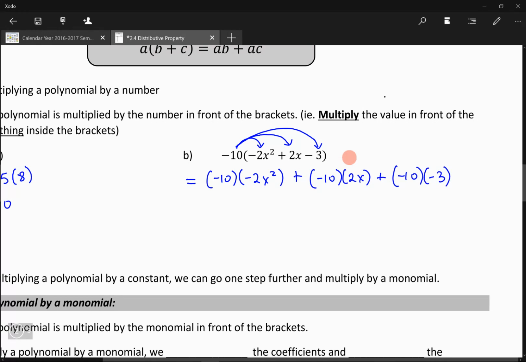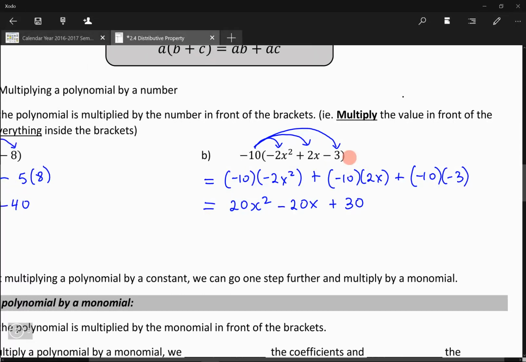Okay, and then we are going to have to multiply all of these terms. So negative 10 times negative 2 is positive 20x squared. And then we have negative 10 times 2x is negative 20x. So instead of saying plus negative 20, I'm going to say just minus 20x. And then negative 10 times negative 3 is positive 30. So here I'll have positive plus 30 at the end.